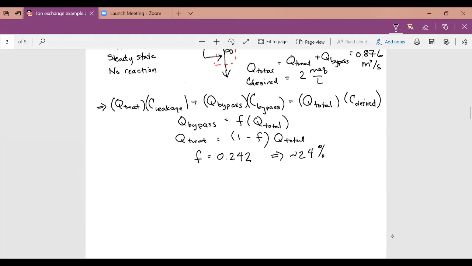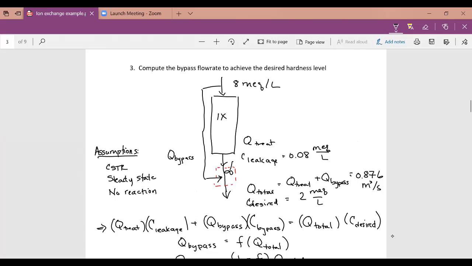So if we go back here, this Q bypass is 0.212 meters cubed per second, and Q treat is 0.664 meters cubed per second. So this is what we will continue to use as we move through the problem.